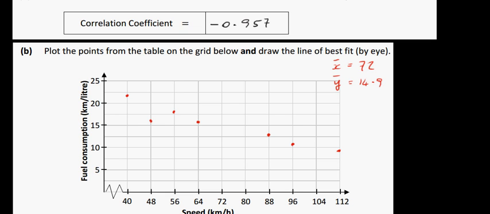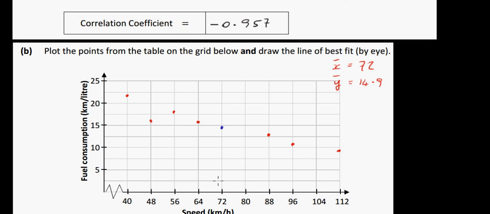So what I can do is just plot that particular point. So it's 72 and 14.9, so that's going to be here somewhere. And what you can do then is put your ruler on this point, and all you've got to do is rotate it around this point to draw your line of best fit.